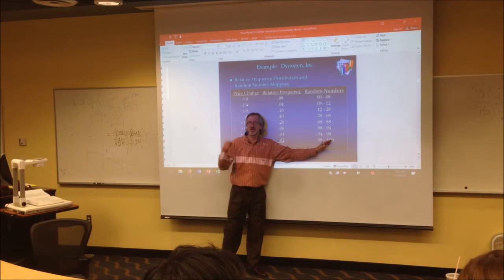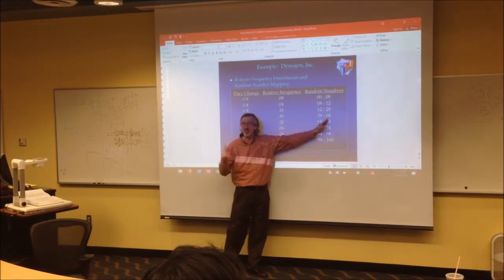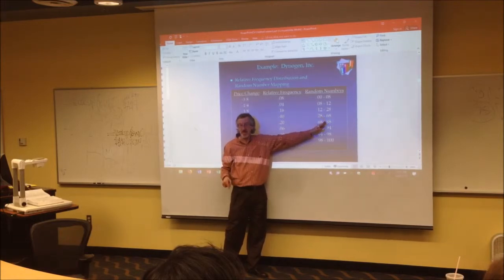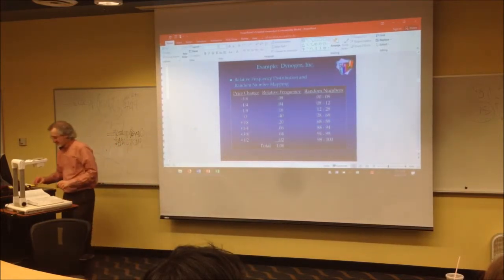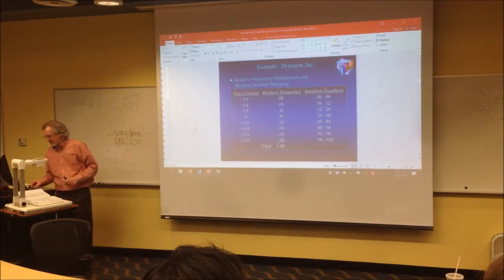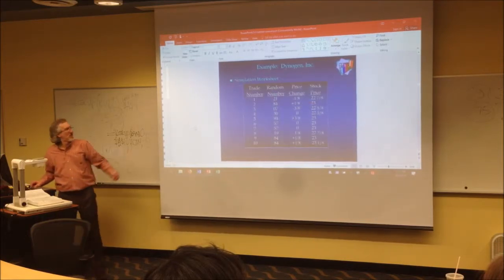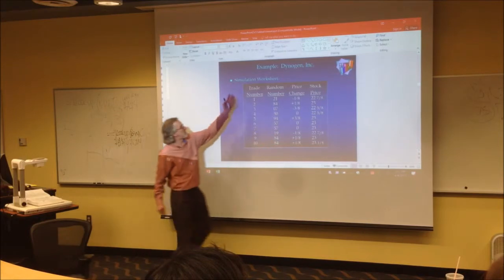This is what Excel does in a split second. It picks a random number at random, matches it up to the map you made, that's not in error hopefully, and then brings back this information. All right? So that's the first example. Sure enough, the stock started at $23.